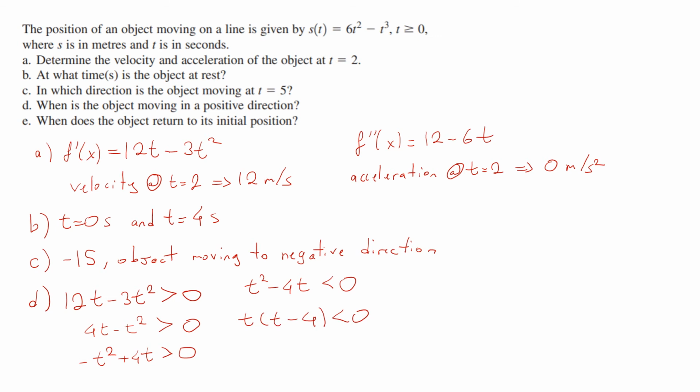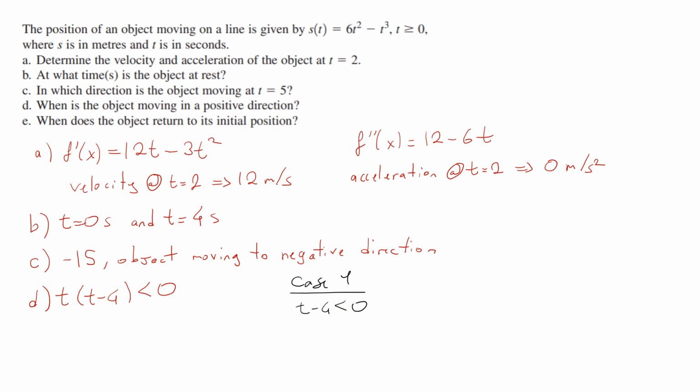So now I took the t out to get t, and then in brackets t minus 4 being less than 0. So from here, I can have two cases. I consider that, let's say, the first factor is positive and the second factor is negative, and vice versa. So we're trying to figure out making one of them positive while the other one is negative.